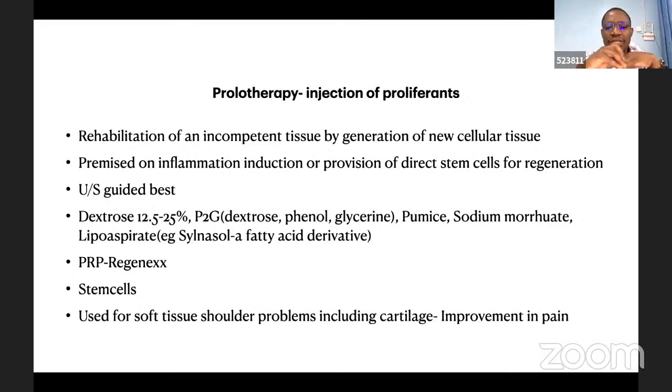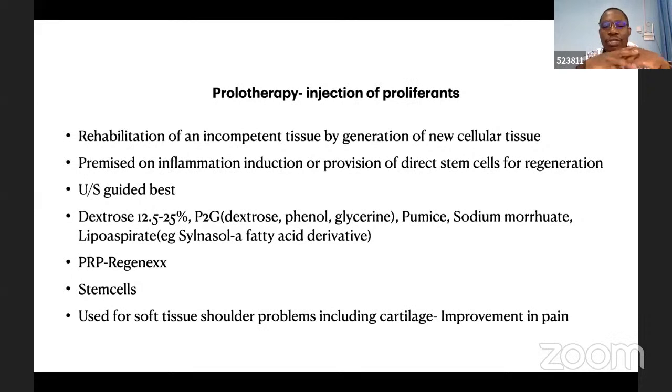And what has been shown is that if you inject areas that are torn, like for example epicondylitis, when you tear the ERCB and we inject there, then the proliferation of this new tissue will link the tendon to its torn bed and be able to generate tissue that can help the tendon to contract without pain. So dextrose is one of the things you can inject in these painful shoulders.